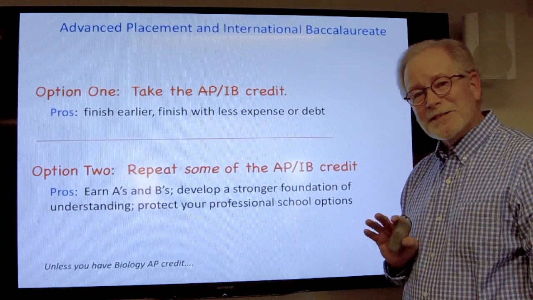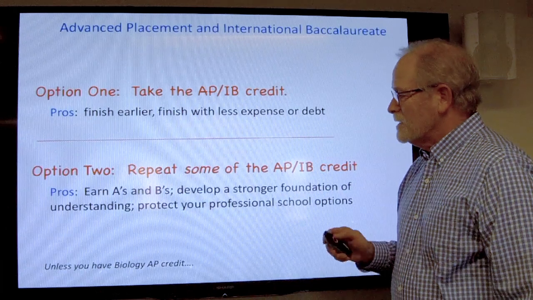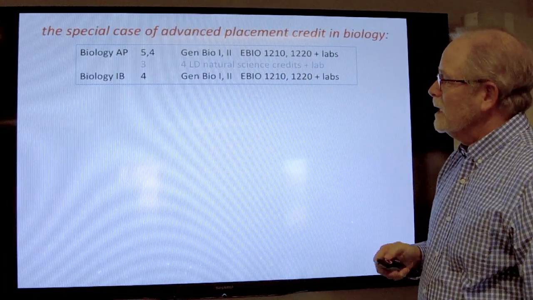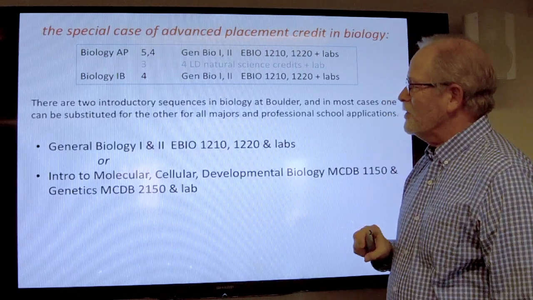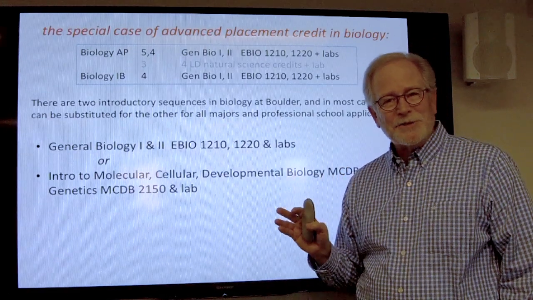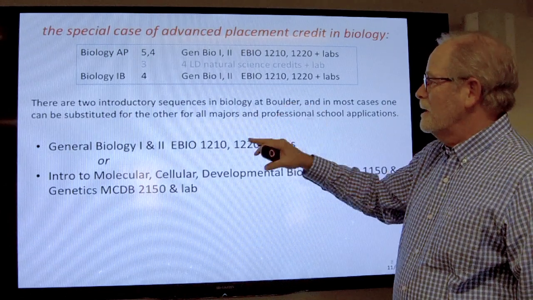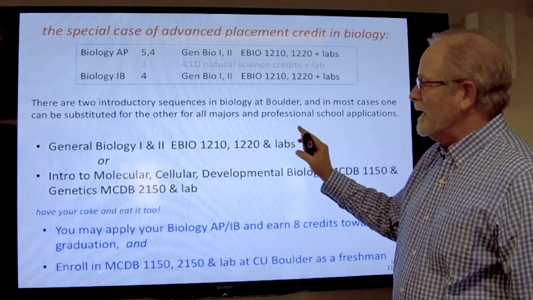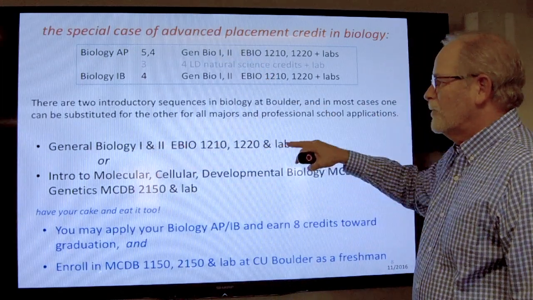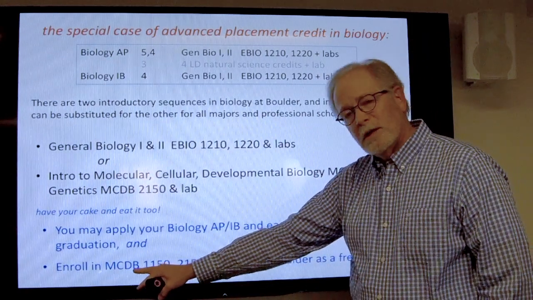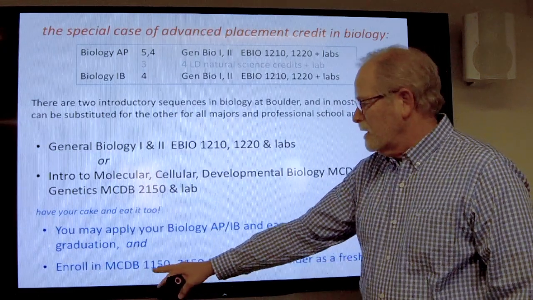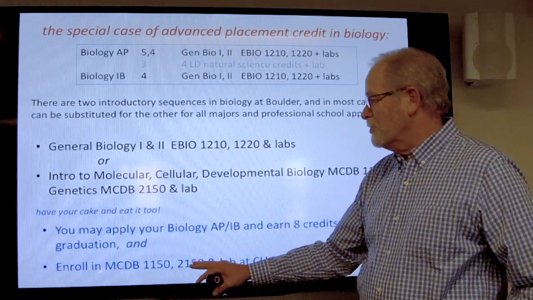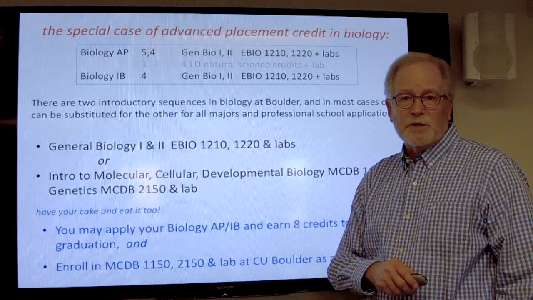Now, if you have AP biology credit, there is a special circumstance for you. So now we're talking about the AP and IB credit in the eBio fall and spring equivalents. So unlike other AP courses, the University of Colorado allows you to both have your cake and eat it too. Let me explain. We offer 2 biology sequences, the eBio sequence or the molecular cellular developmental biology sequence. The University of Colorado allows you to apply your AP or IB credit for this eBio sequence, and you may still enroll in MCD 1150 and 2150 in the spring. And take this coursework, build your foundation, get your A's and B's, and protect your life science major career, but still apply some of that credit, which may move you towards graduation just a little bit quicker.